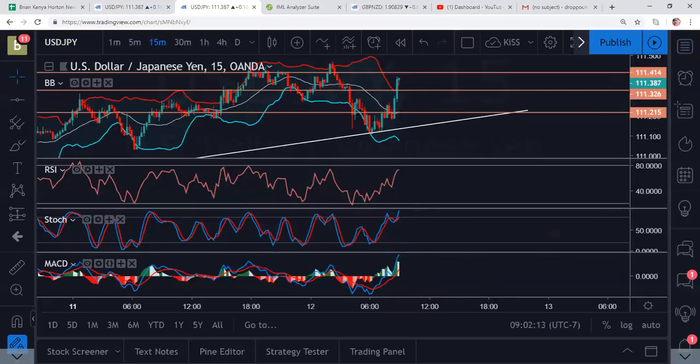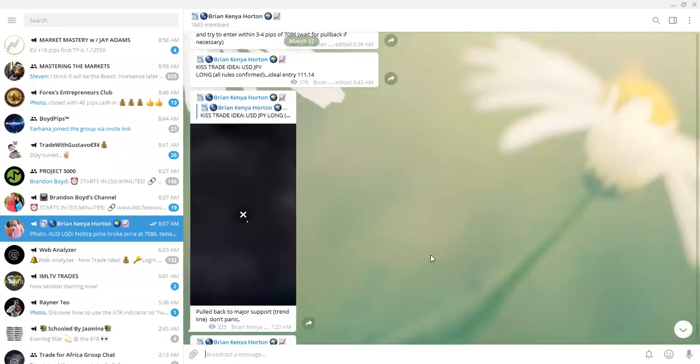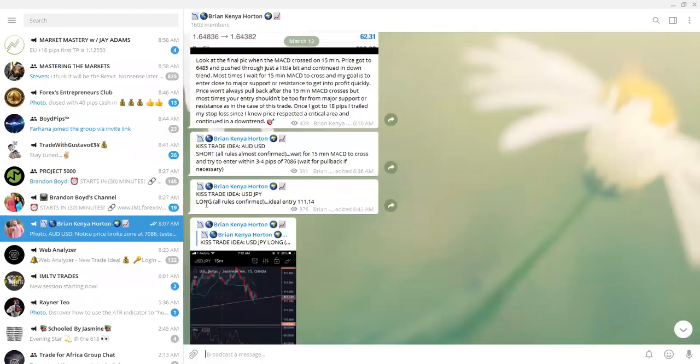Let's see, I did drop this in Telegram, and I'll just show you the step-by-step that I like to share in Telegram so that you know what to look for. I always will drop a trade idea, and I do my best to protect you, but I'll usually say, for example, KiSS trade idea, USDJPY, long means to go for a buy when all rules are confirmed, and I give you the ideal entry most times. Or like AUDUSD, we had a trade and I gave you a notice that it was going short, but I told you wait for 15-minute MACD to cross and try to enter within 3 to 4 pips of the price area I gave, or wait for a pullback. So I just give you those details.